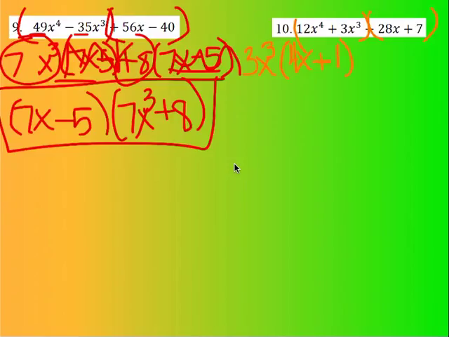Now, between 28x and 7, I can take out a 7. And then I'm left with 28 divided by 7, which is 4, and then I have my x, and then 7 over 7, which is just 1. So here are my leftovers. So I have 4x plus 1, and then on the outside, 3x to the 3rd plus 7. And that's my final answer for number 10.